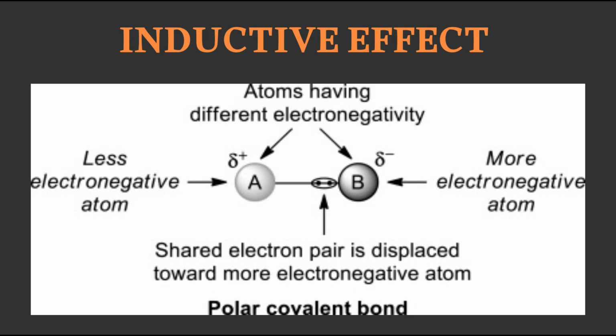Whenever a bond forms between two atoms of different electronegativities, the shared electrons in that sigma bond shift slightly toward the more electronegative atom. This creates a permanent partial charge and pulls electron density along the chain of atoms.